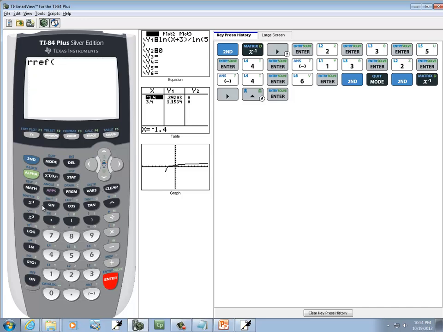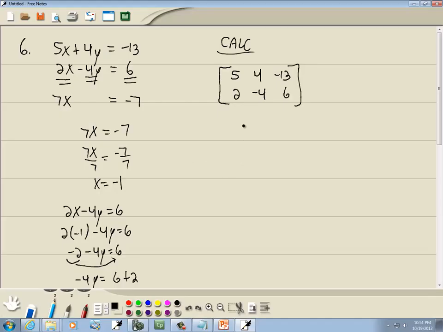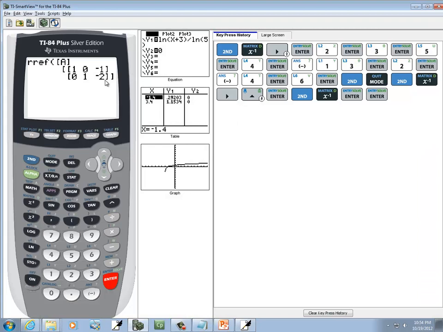And do enter on that. Go back in my matrix menu, do enter on A, and enter again. Now again, our first square should be a diagonal of 1, 0 everywhere else, which it is. And our far right column is our answers. So x is equal to negative 1, and y is equal to negative 2.